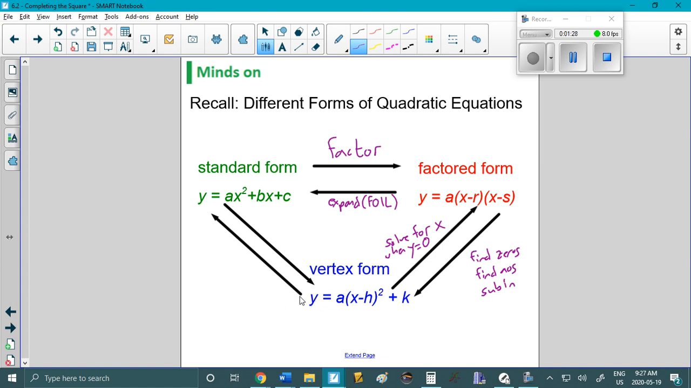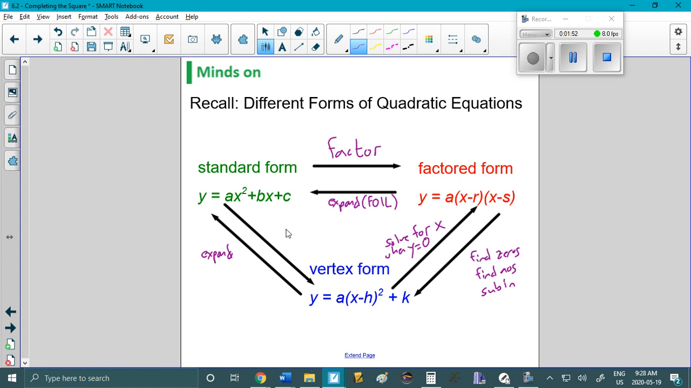So if we have vertex form and we want to go to standard form, we would expand. So you double up the brackets and you FOIL, you multiply through by a, and then you add the k at the end. And if we had standard form and we wanted to go to vertex form, well, we don't really have any way of doing that right now. Currently, we would factor it and come this way.